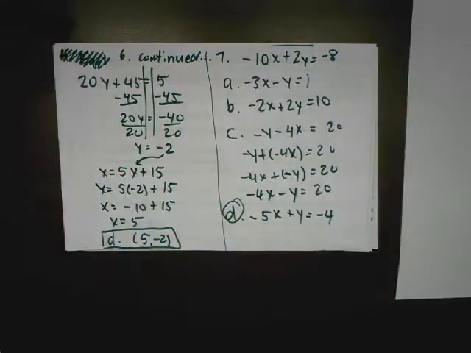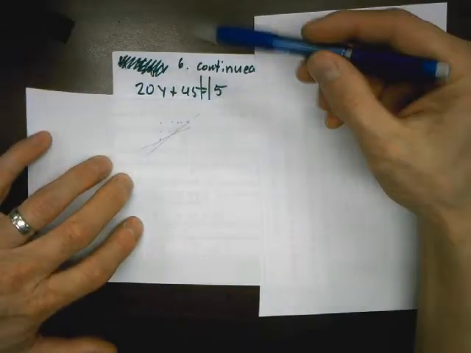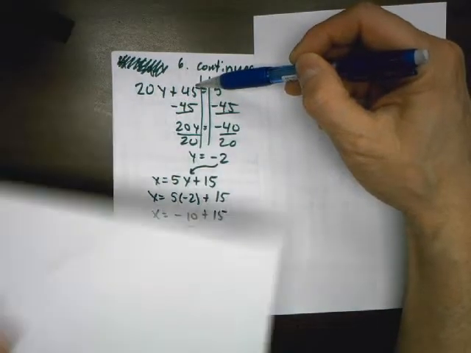I've simplified both sides. Now I'm going to get my variable isolated. I'll work farthest away from the variable first. I start with the positive 45. I subtract 45 from both sides.